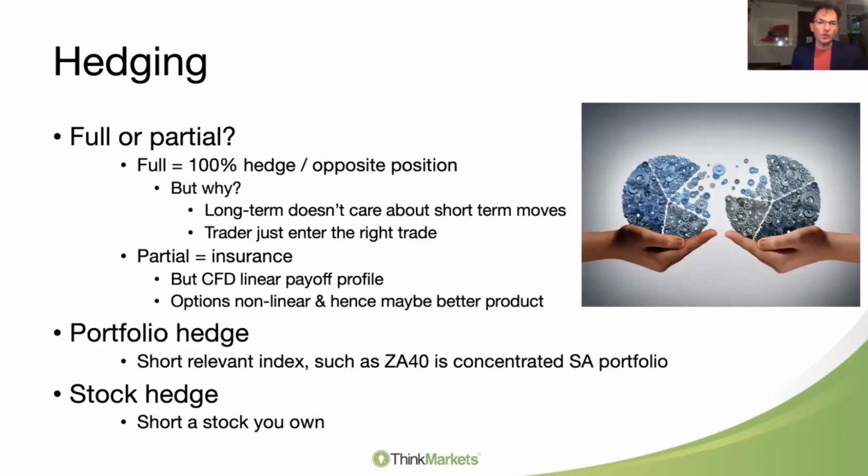So let's delve into that. So two ways of doing hedges, either full or partial, and then you can do portfolio or stock. Full hedges where you've got 100 Sasol shares and you short 100 Sasol CFDs. And basically, you've locked in the Sasol price. You said, if Sasol falls, I'll lose money on the shares, but I'll make it on the CFDs. If Sasol runs, I'll make money on the shares, but I'll lose money on the CFDs. You've locked in that price.